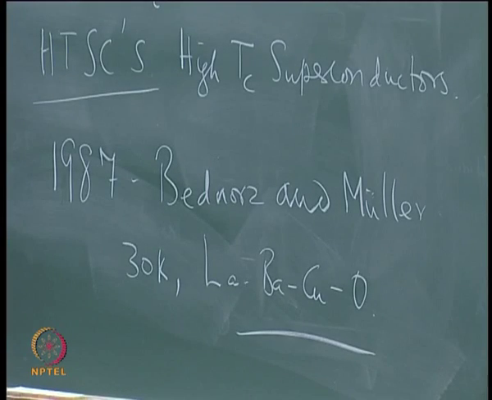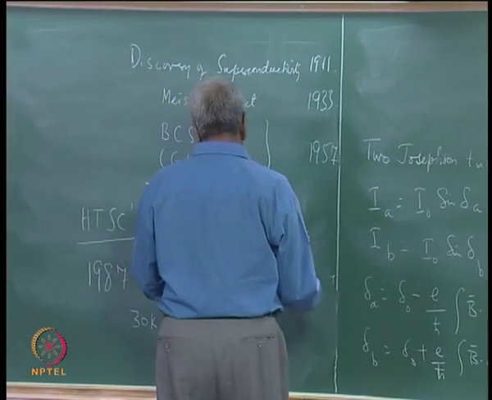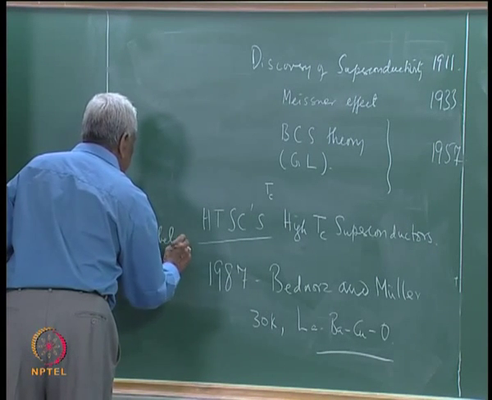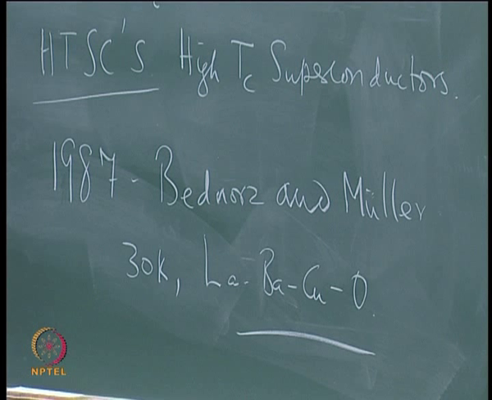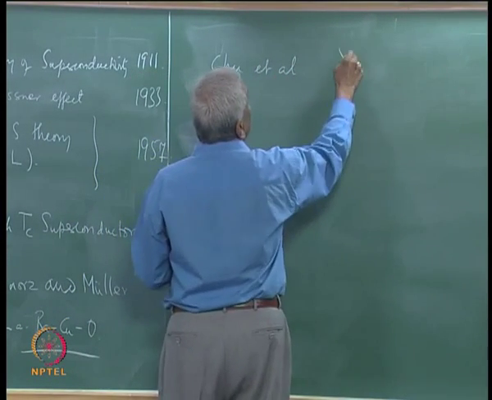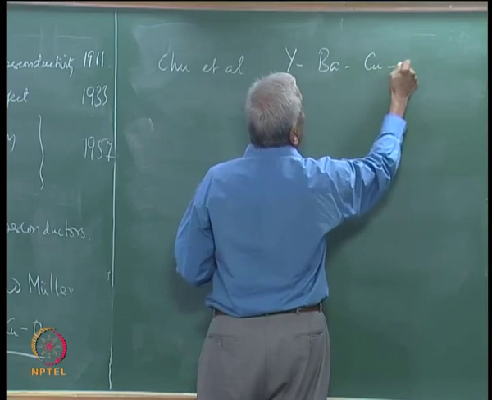Now, this was in 1987, but this was in an oxide, not in a metal. So, this in itself was a surprise, and they got the Nobel Prize in 1987 for this discovery. Now, in the very next year, Chu and co-workers made a very startling discovery. Chu et al. discovered superconductivity in a compound consisting of yttrium, barium, copper and oxide.